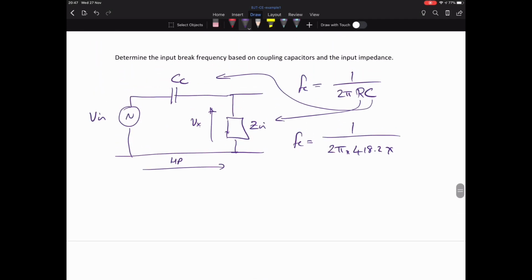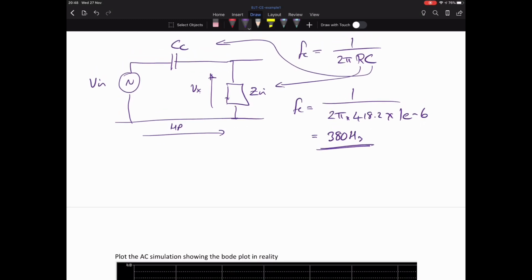So let's put in what we did in the class, 1 microfarad, 1 E minus 6. Let's calculate the number. And in doing so, we end up with 380 hertz. Okay, so we really are thinking about this circuit here. So we think all signals below 380 hertz will be attenuated by that coupling capacitor.